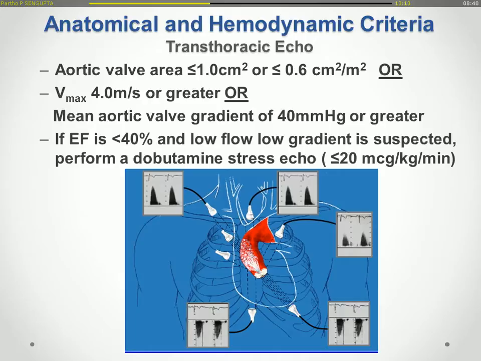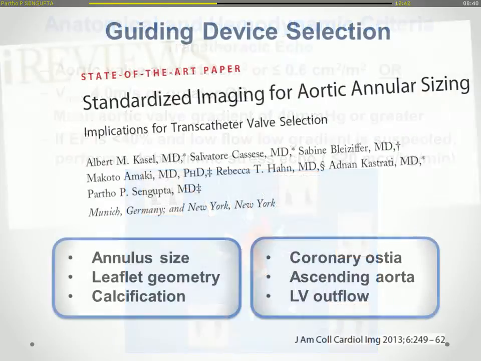So let's come to what's the imaging criteria for understanding the anatomical suitability for TAVR. Well, the presence of severe aortic stenosis as defined by the guidelines, valve area of less than 1 centimeter square, or a velocity of more than 4 meters per second, or a mean gradient more than 40. And if the patient has a poor LV function, less than 40%, then you need to be able to demonstrate presence of a contractile reserve with a low-dose dobutamine stress echo. So transthoracic echo always is the first hemodynamic gatekeeper before you start the screening process for these group of patients.